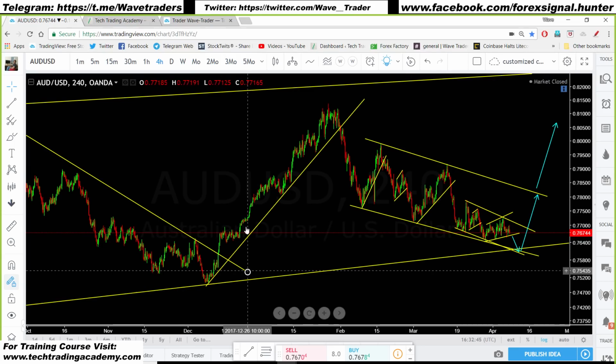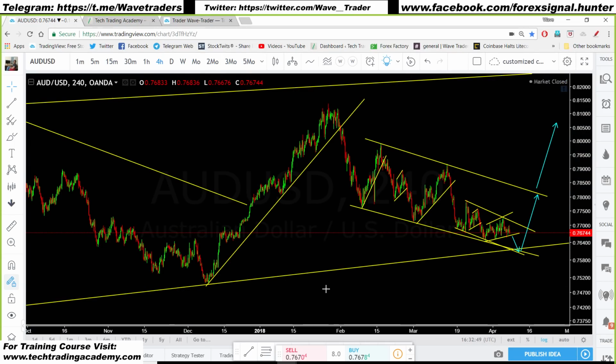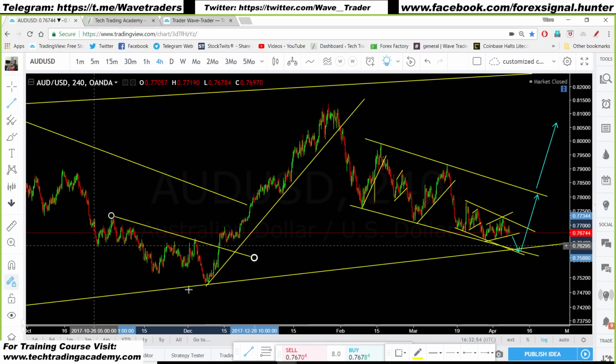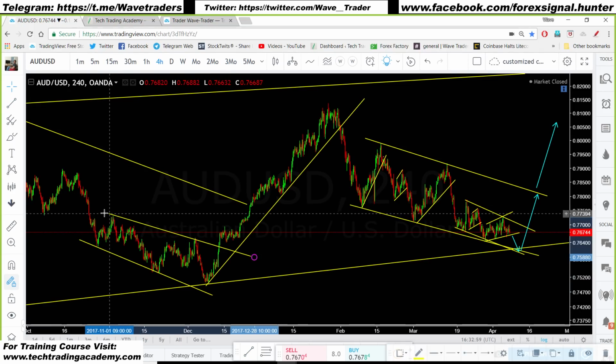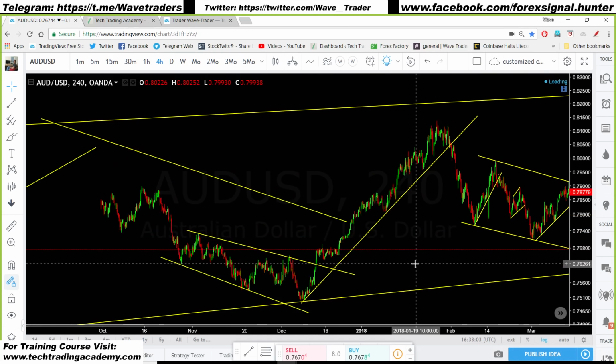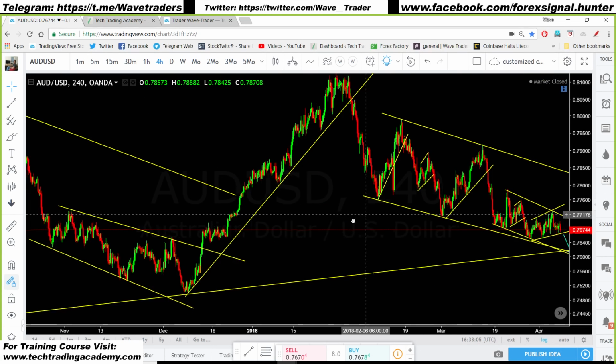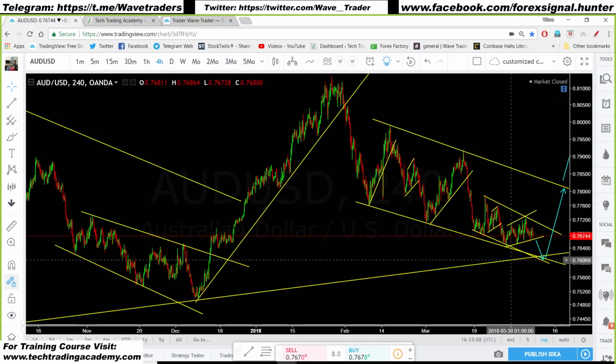Let me show you another example so that you guys can learn something more. You see this, it's a correction. You see that drop. You see another correction at this area. Similar correction at this area.